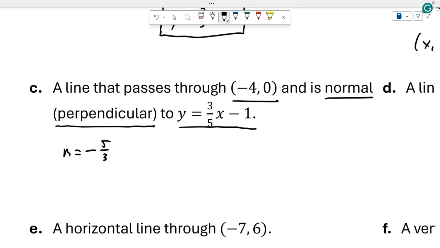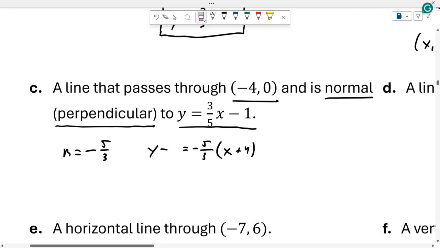And we're told that it goes through this point. So once again, I'm going to use point-slope form. So that's y minus y1. Notice that here it's 0, so minus 0 equals -5/3, parentheses, x, and then it's minus x1. x1 is -4, so I'm going to add 4. And so that's my answer.